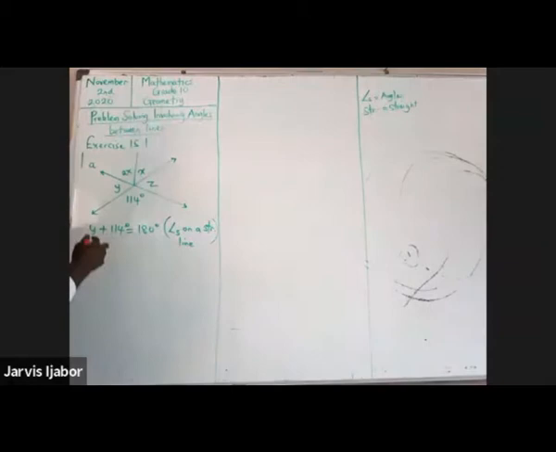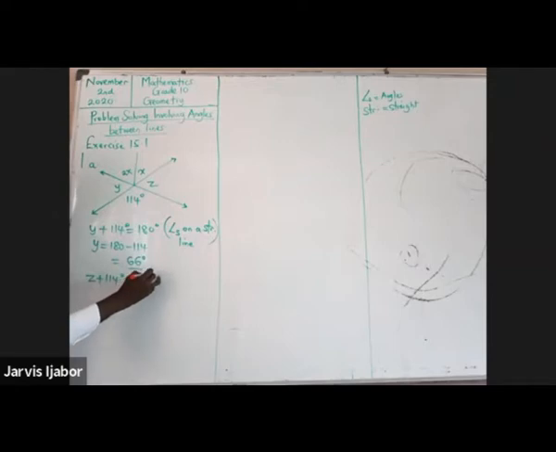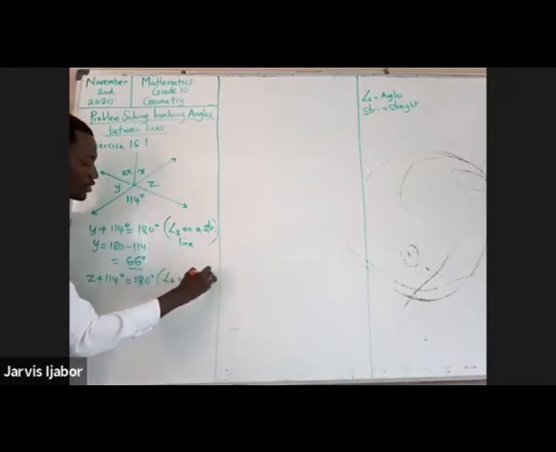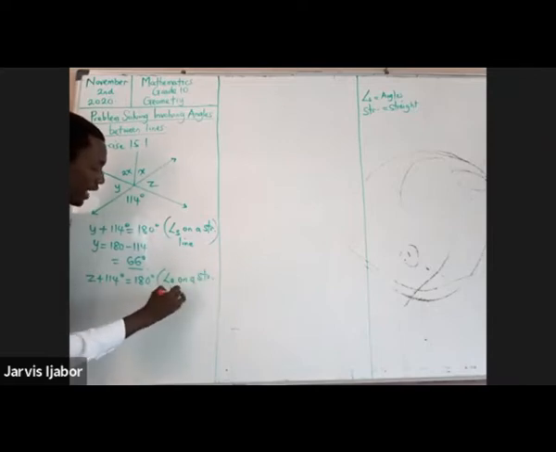Okay, now from here your knowledge of algebra comes into play, that y is equal to 180 minus 114. That will give you 66 degrees. So that's y. Now, we can also say that z plus 114 degrees is equal to 180 degrees. What's the reason for that? Angles on a straight line.